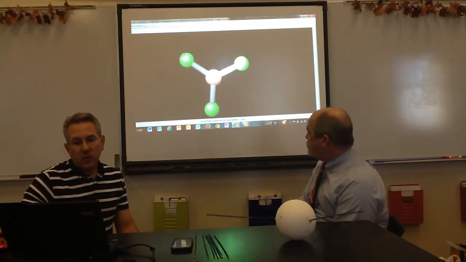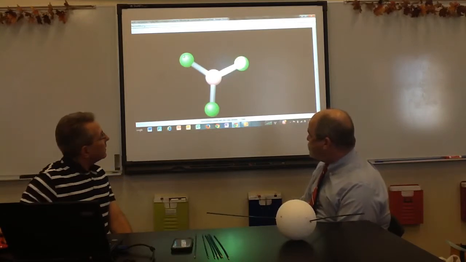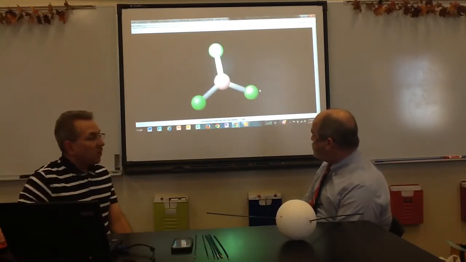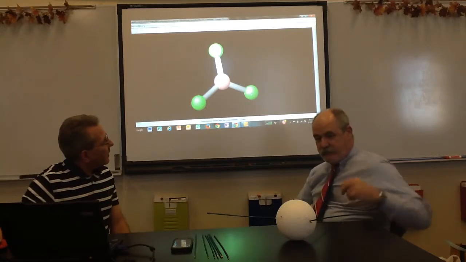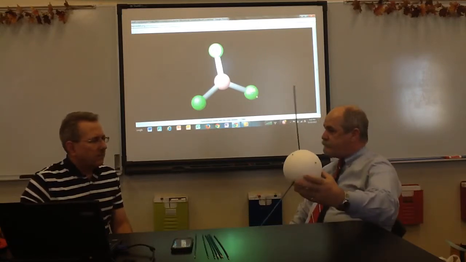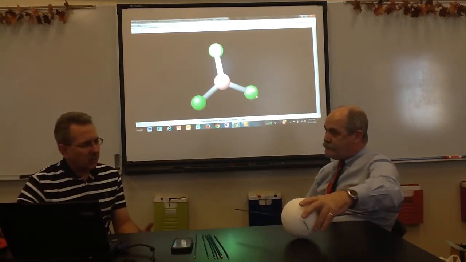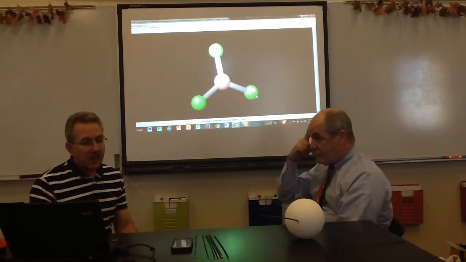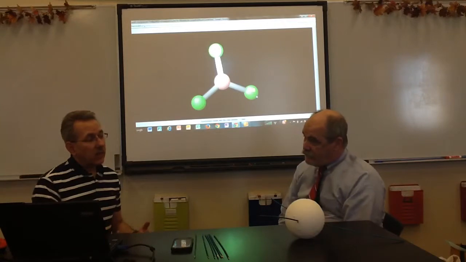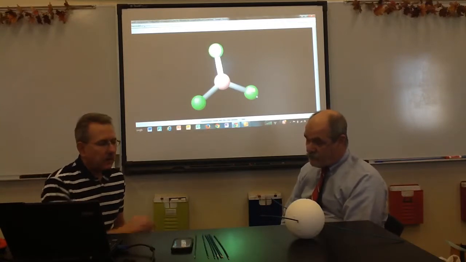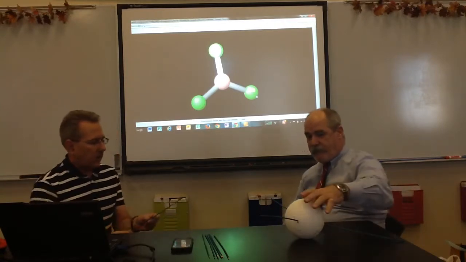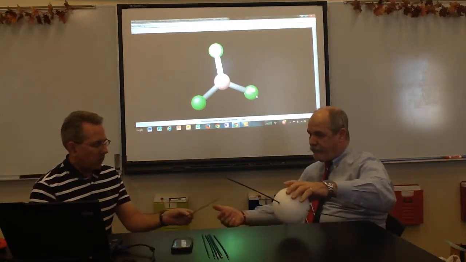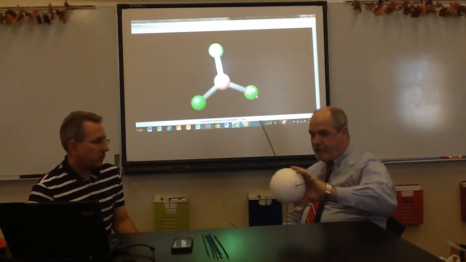So this is boron trichloride. And lo and behold, it's exactly like that. It does look like that, doesn't it? So it seems like actual molecules actually look like our little ball and stick figures. That's neat. Okay, so we're going to go ahead and take a look at a fourth bond. We're going to try one more and see what you can do with that.